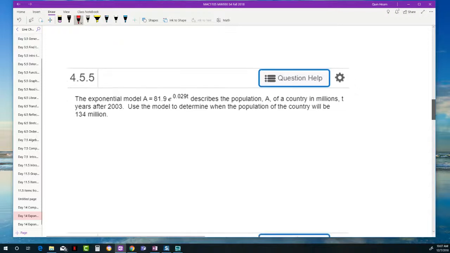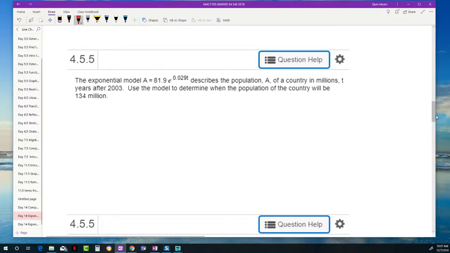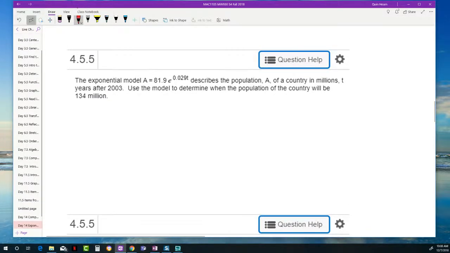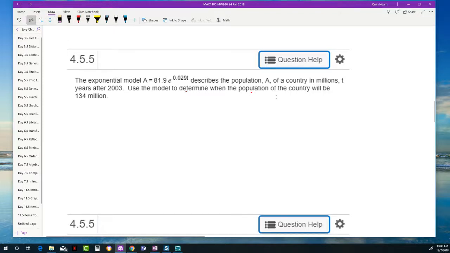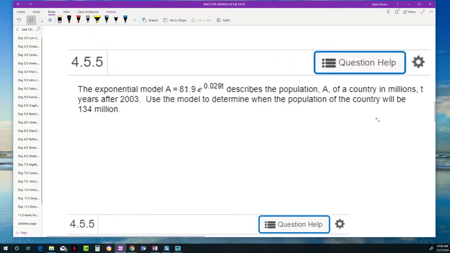All right, let's look at another model. Here we have the exponential model A equals 81.9 times e to the 0.029t. It says it describes the population A of a country in millions t years after 2003. Use the model to determine when the population of the country will be 134 million.